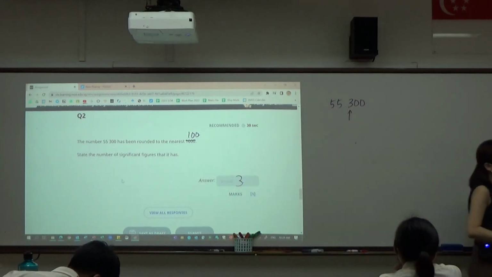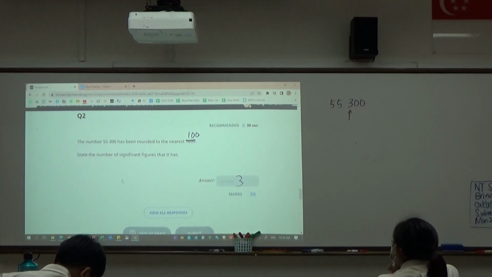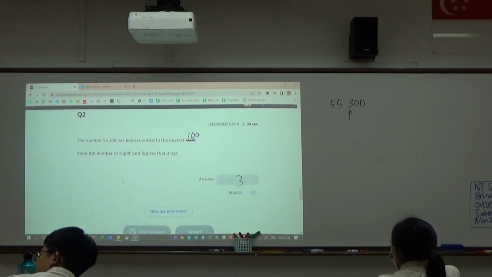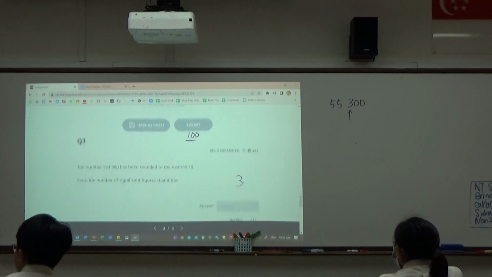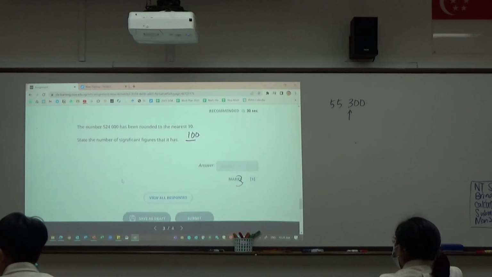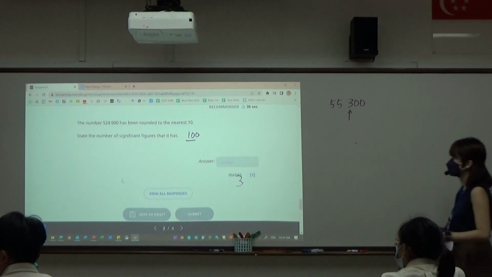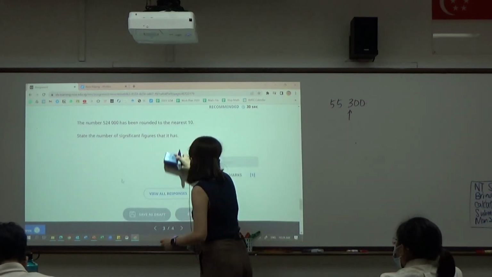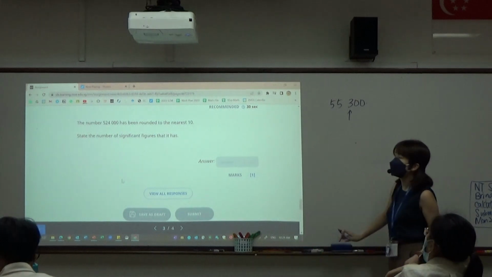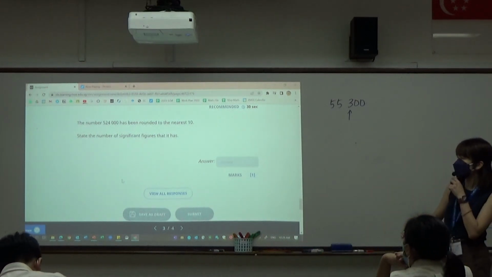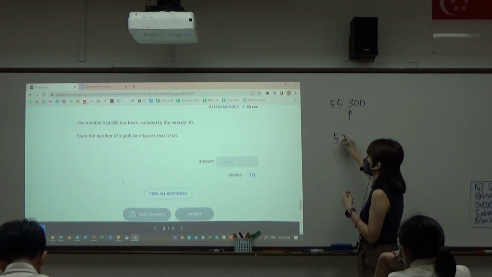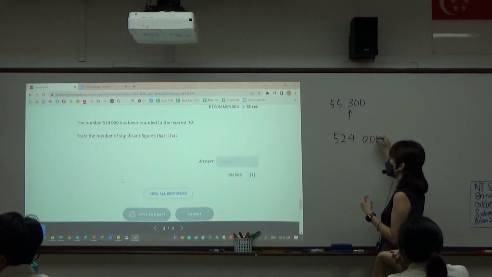I'm unable to go and correct this, because I sent out the assignment already. I just want to correct the mistake I made. Now question 3. We have the number 534,000 rounded off to the nearest 10.